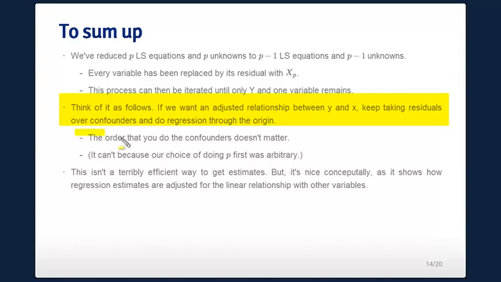And I would just say the order, once you remove the linear association of y, then x, is the same as removing the linear association of A then B is the same as removing the linear association of B then A, so the order doesn't matter. And we know that. We can prove that. It doesn't matter because our choice of doing P first in that equation was arbitrary.